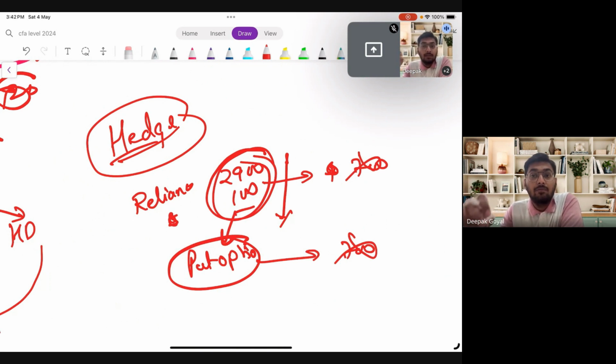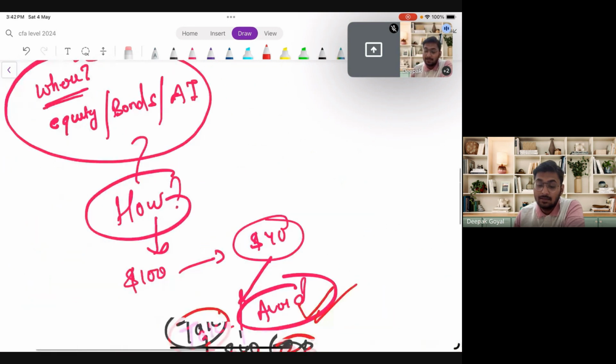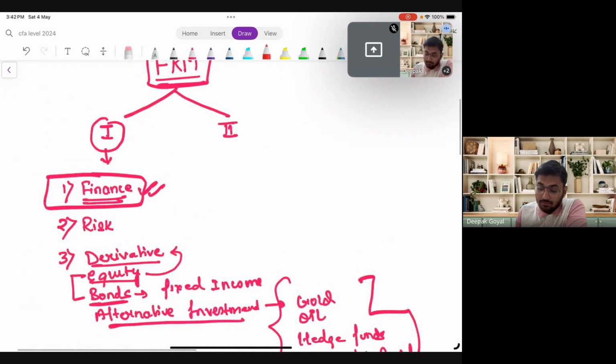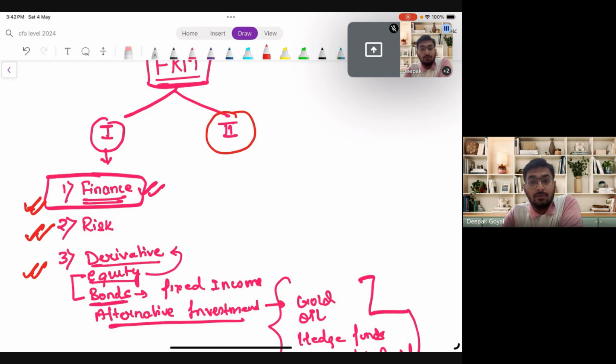So there are many instruments with the help of which we can reduce our risk, we can transfer our risk, we can mitigate our risk. All these things we are going to understand in this journey. Clear? Now, we will understand about finance in FRM part 1. We will understand about risk. We will understand about the different elements of investments in finance: derivatives, equities, bonds, alternative investments. Clear? Then we will reach our part 2. After clearing your part 1, we will reach our part 2.